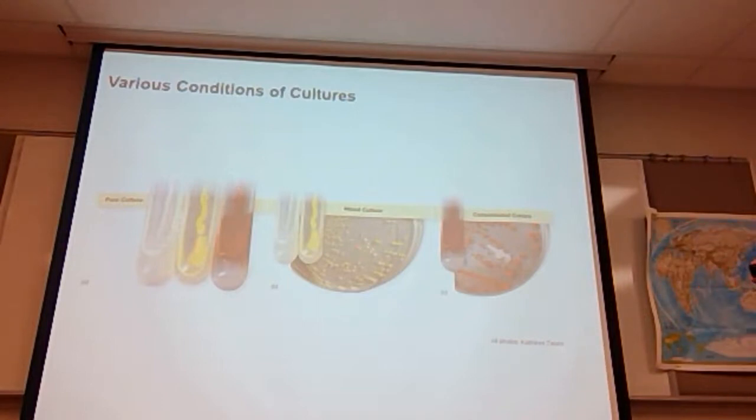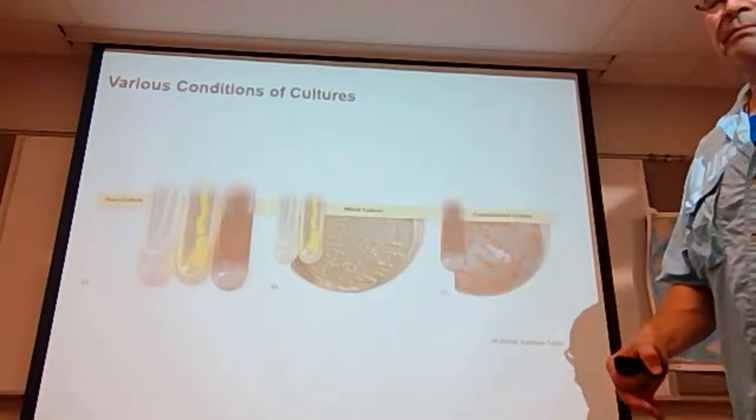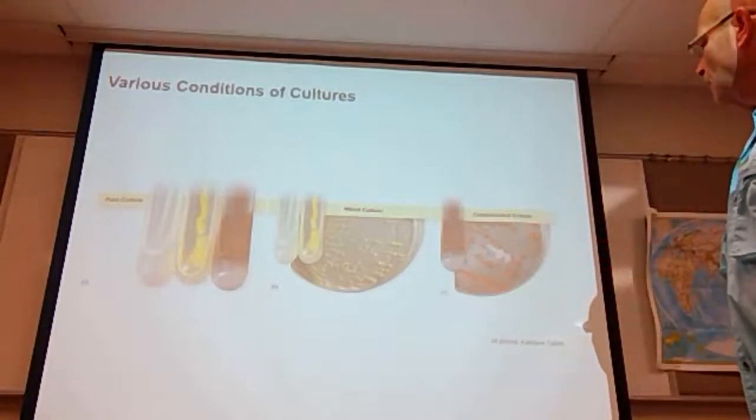Mixed cultures are where you can see, if you look closely at this culture here, some yellow dots and some white dots. Well, the yellow dots and white dots are being produced. Those are called colonies, and they are being produced by different bacteria. Therefore, you have a mixed culture.